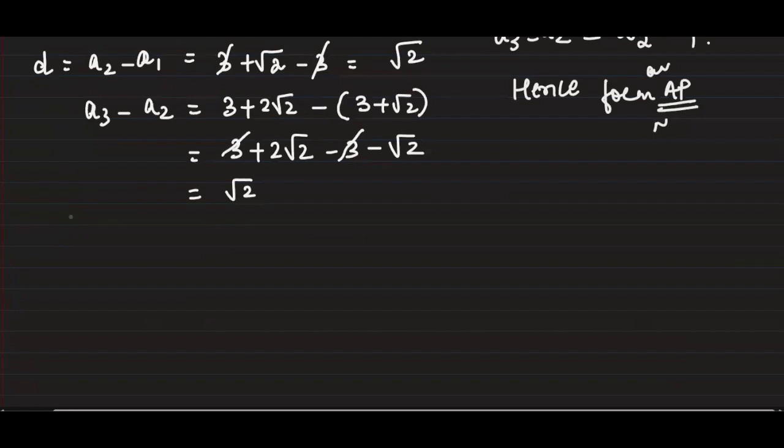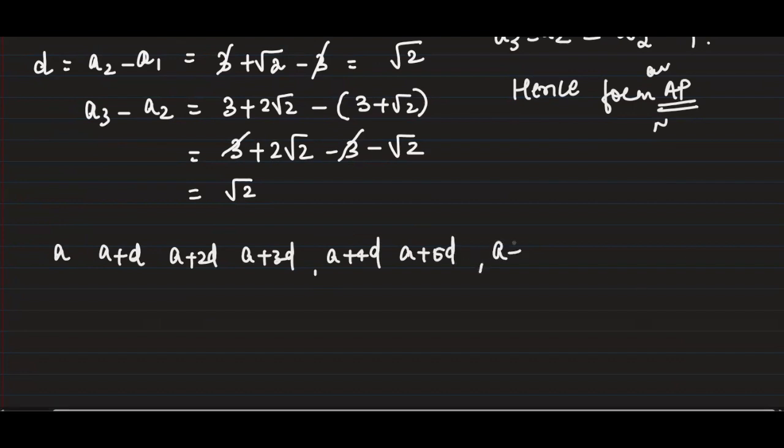Now the next three terms for this one, we use the general term. So the terms are A, A plus D, A plus 2D, A plus 3D, A plus 4D, A plus 5D, and A plus 6D, and so on. So this is the first term, second term, third term, fourth term, fifth term, sixth term, and seventh term. Fine. So to find the fifth term, what are we going to write?